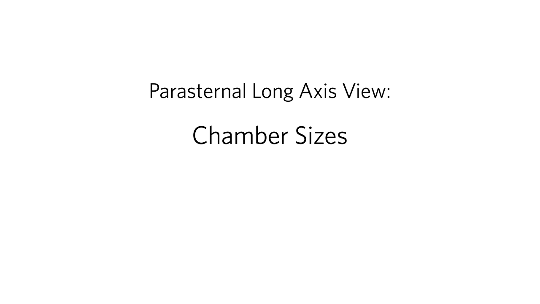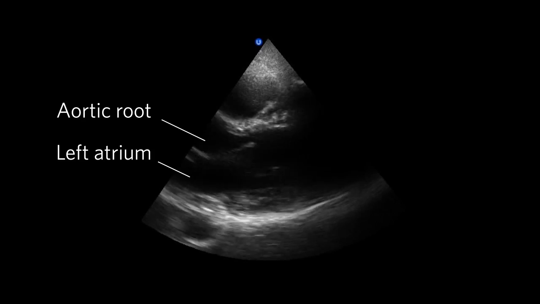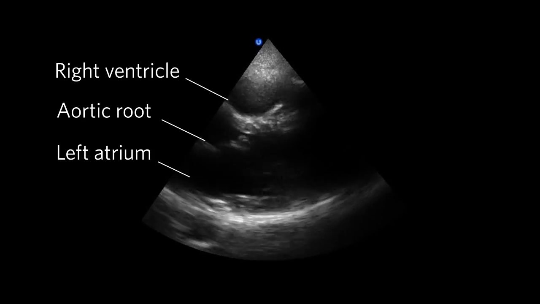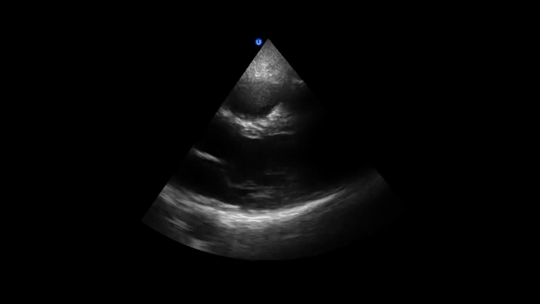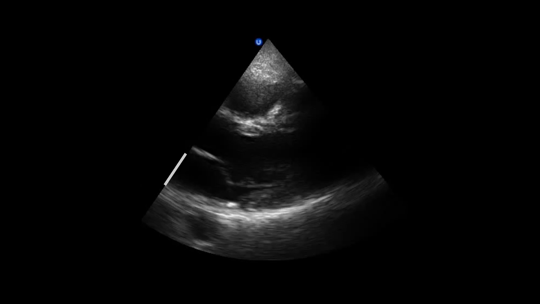A gross assessment of cardiac chamber size can be made with this view. Checking for left atrium, aortic root, and right ventricular enlargement can be made by comparing the relative sizes of these chambers to one another. Commonly referred to as the rule of thirds, the AP diameter of these chambers should approximate a 1:1:1 ratio. If one appears much larger than the others, it may be enlarged.